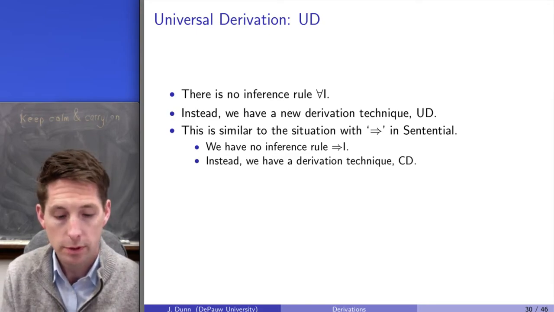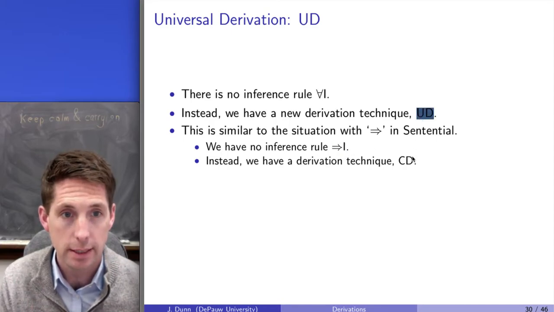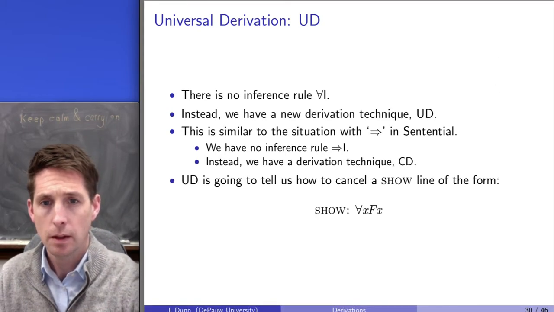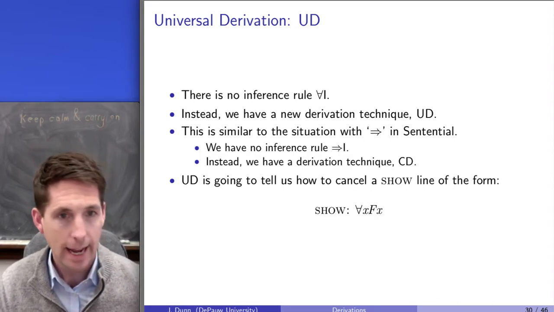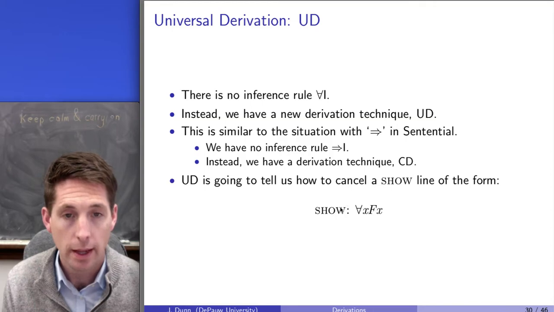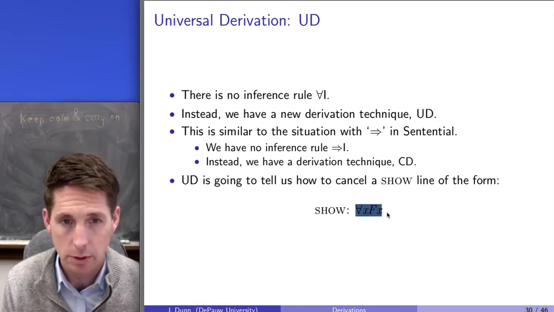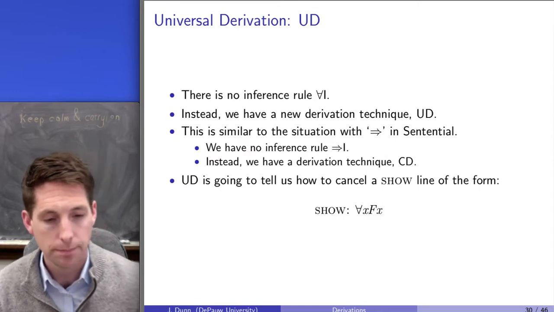No universal in rule, no rule like this, just like there's no arrow in rule. Instead, a new technique, UD, just like there's a technique, CD. That's the basic idea here. UD is going to tell us how we cancel a show line of this form. And remember, once we've canceled a show line of that form, we've established that this formula is true. So it's going to essentially show us how to establish as true universally quantified formulas. That's the idea. Okay.